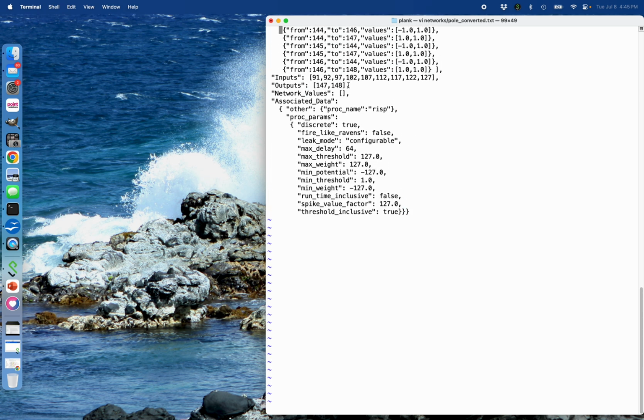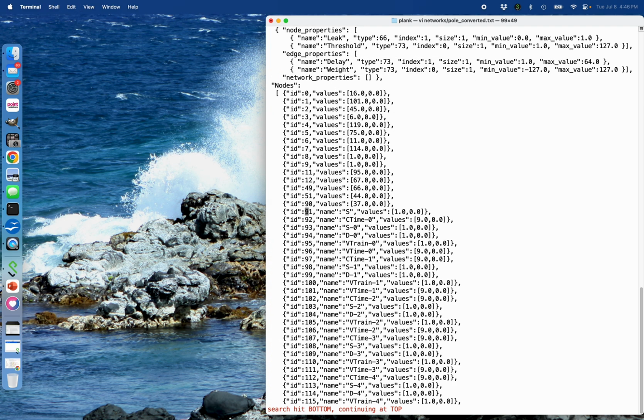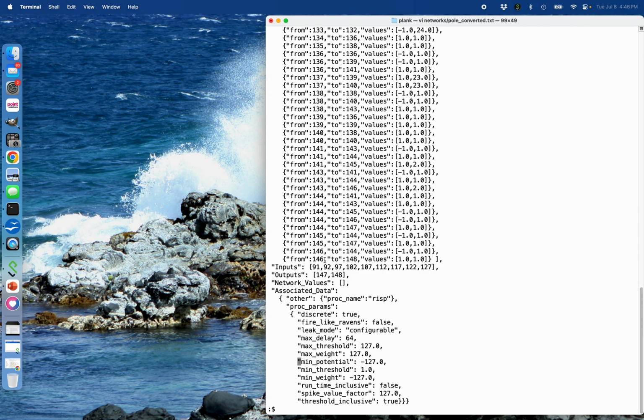We have the inputs. Remember, before the inputs were 0 through 7 because we had 4 for x and 4 for theta. Here we have S, which is 91. Here I can prove that. Yep, that's S. And then each of those neurons, 92, 97, 102, 107, is the one that you apply a value to, and then that gets converted into a spike train going into 0, into 1, into 2, into 3, into 4, etc. The outputs here, remember the original outputs, I'm not even sure what the original outputs were. They were L and R. Well, we can look at it.